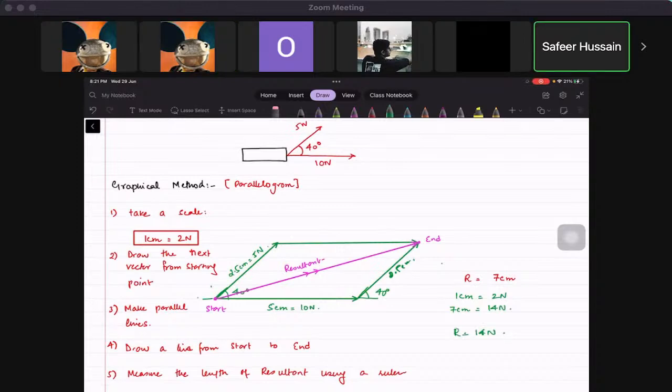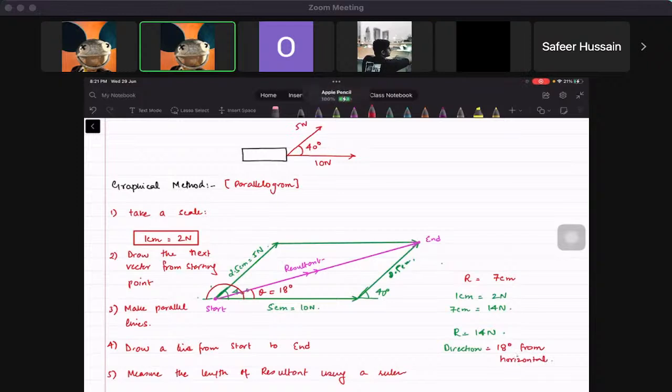Yes, sir. Now for the direction of the vector, you again put your protractor like this. You measure this angle actually. Let's suppose this angle comes out to be say 18 degrees. So you say, okay, the direction is 18 degrees from the horizontal. That would give you the exact location of the vector and its value. Any questions now? Please let me know.